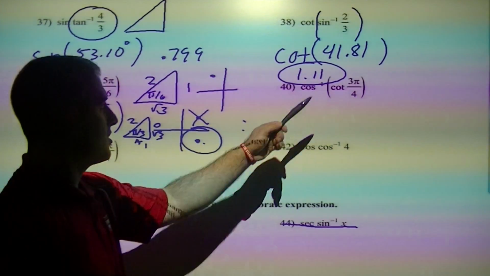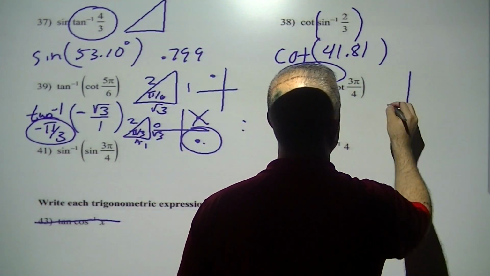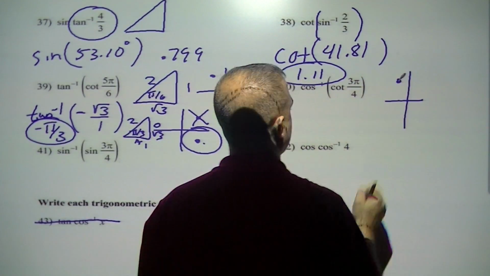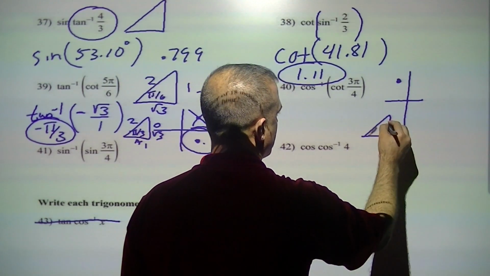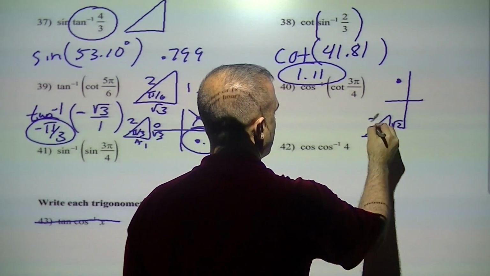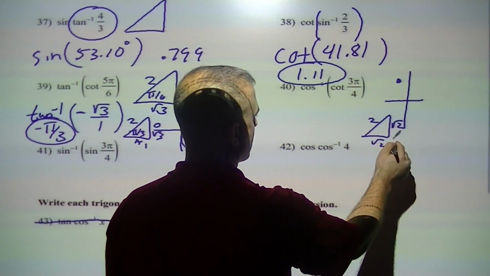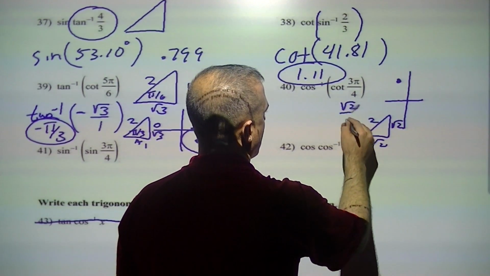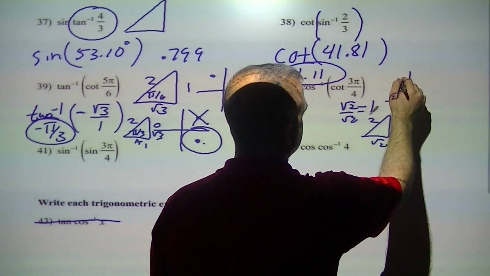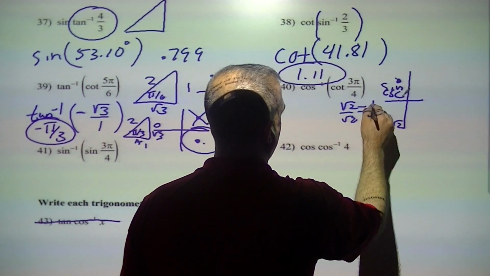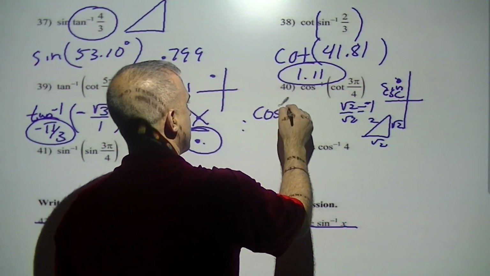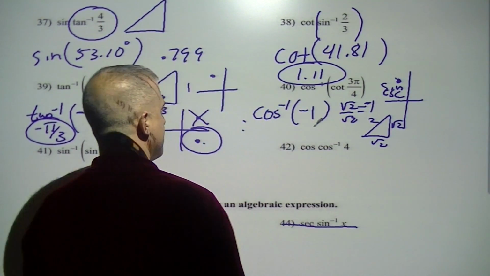This is 3 pi over 4, which would put me in this quadrant right here, because it's slightly less than 1. That would trace back to square root of 2, square root of 2, and 2. Since I'm doing cotangent, that's square root of 2 over square root of 2, which would be 1. Since I'm in this quadrant, the only thing that would be positive is sine and cosecant, so what that result would have to be is negative 1. So I'm doing inverse cosine of negative 1.